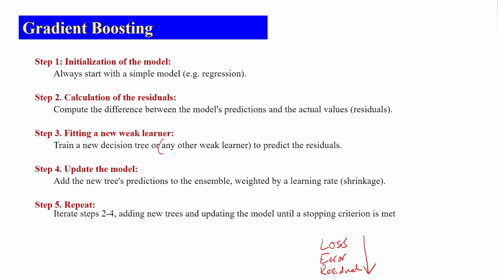In the fourth step, you update the model: add the new decision tree prediction to the ensemble, weighted by some learning rate. I discussed learning rate, you can go back and understand that. In the fifth step, you repeat steps 2 to 4 again and again. Basically, you can add more trees or fewer trees and update the model depending on whether the stopping criterion is met or not. That is the idea in the gradient technique, and that is why the gradient boosting technique is so powerful and widely used in the literature.